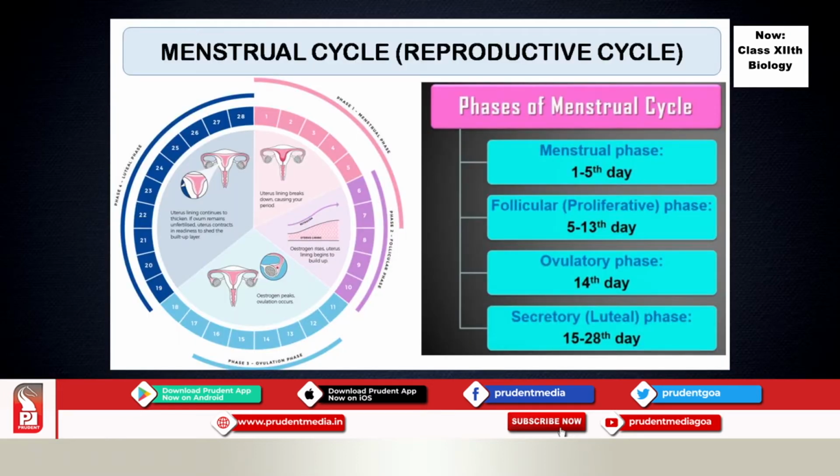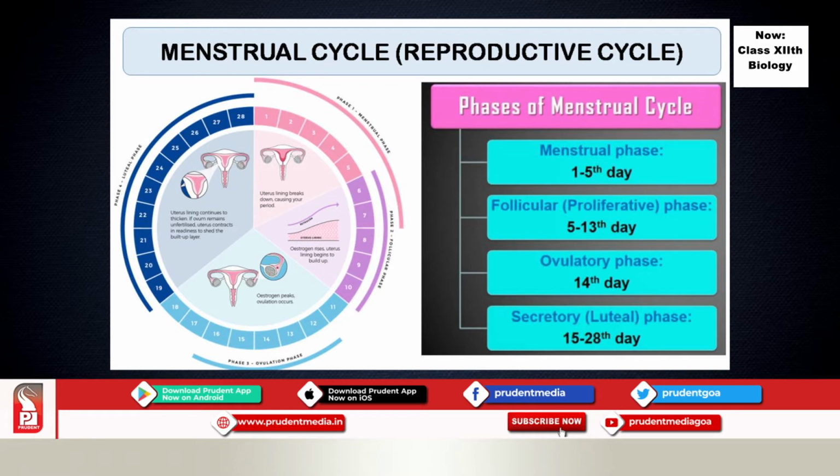Okay. So coming back to the 4 phases of the menstrual cycle with the number of days. The first phase, that's the menstrual phase. Also we call it menses, or commonly called periods, occurring from 1 to 5 days. So from the 1st to the 5th day is the menstrual phase. What happens over here is the uterine lining breaks down, causing your period.